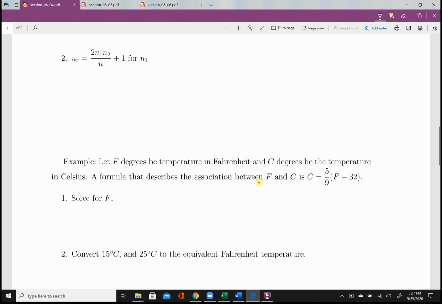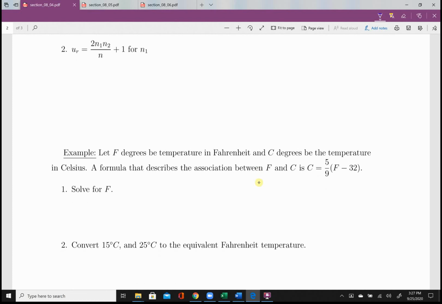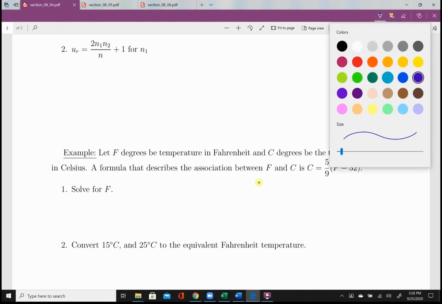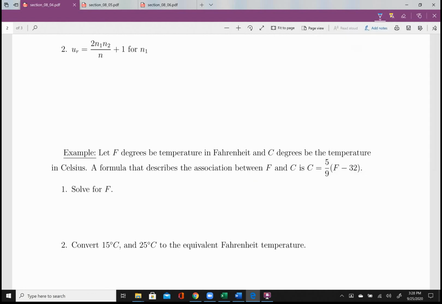Let's do this again, but for n sub 1 this time, which is right here in the original formula that we're given. U sub r equals 2 n sub 1 n sub 2 all over n. So just to be clear, n sub 1, n sub 2, and n without any subscript are all 3 distinct variables. The incorporation of subscripts does create separate variables, even though you're using the same letter n for each of those 3.